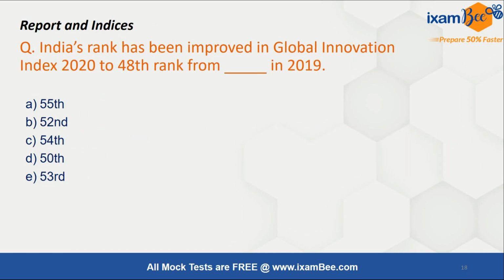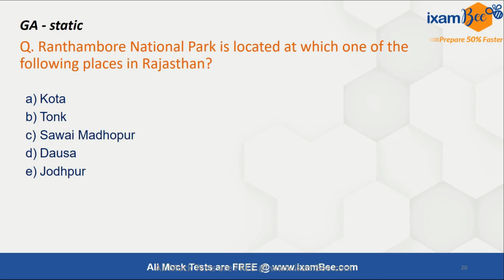India's rank has improved in Global Innovation Index 2020 to 48th rank. See, this is asking last time's rank, so you have to read a little more detail. So earlier the rank was 52. Ranthambore National Park is located in which of the following places? In Rajasthan. So it is not only enough to know the state, but the district. It is in Sawai Madhopur district.